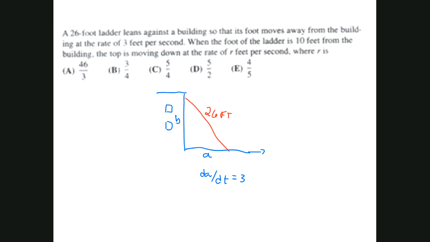It says, when the foot of the ladder is 10 feet from the building. Okay, so now they're telling me that this is 10 feet from the building. The top is moving down at the rate of r feet per second. So this is moving down. So what am I looking for? In terms of calculus, or in terms of this problem, what are we looking for? We're looking for the rate at which this is going down. So in this problem, what is that?